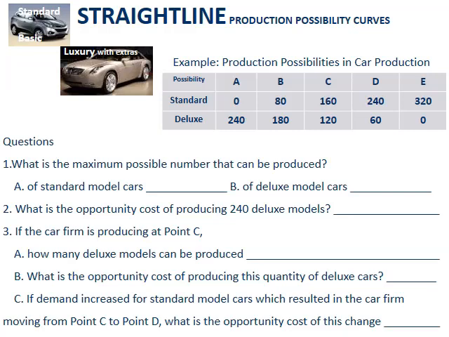Of deluxe models, 240. What is the opportunity cost of producing 240 deluxe model cars? Well, what's given up? You're giving up the possibility of producing 320 standard model cars. If all resources are transferred to produce only deluxe model cars, then there are no resources left to produce standard model cars. In other words, you've given up 320 standard model cars in order to produce your first preference, which is 240 deluxe model cars.